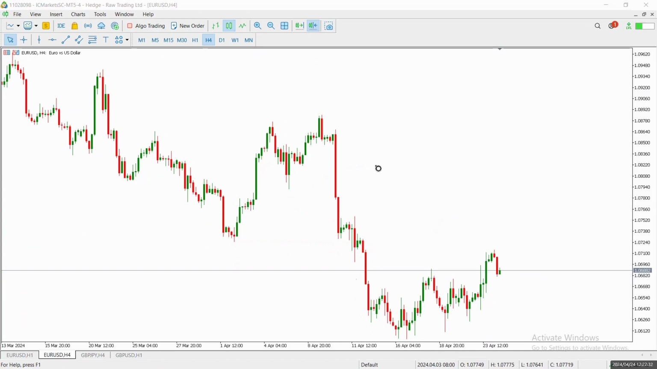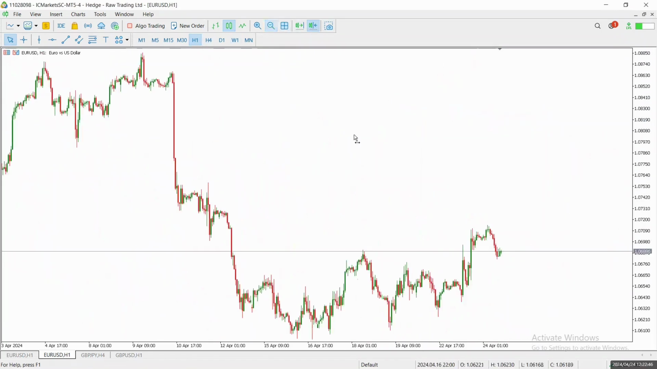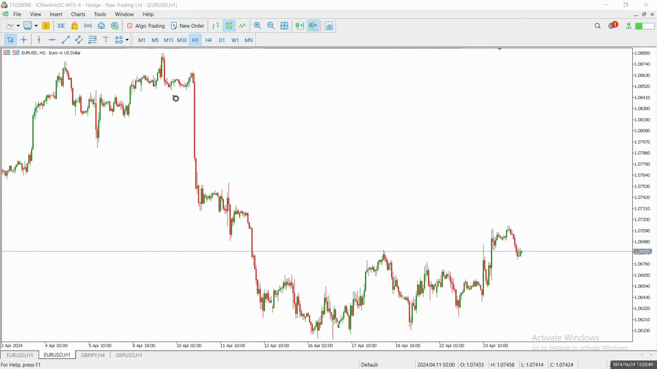Okay, so what we are going to do is take this high right here and take this low right here. We are going to take it to the 1 hour time frame to see if there's a real-time trading opportunity for us. So this is the high right here, and this is the low right here.